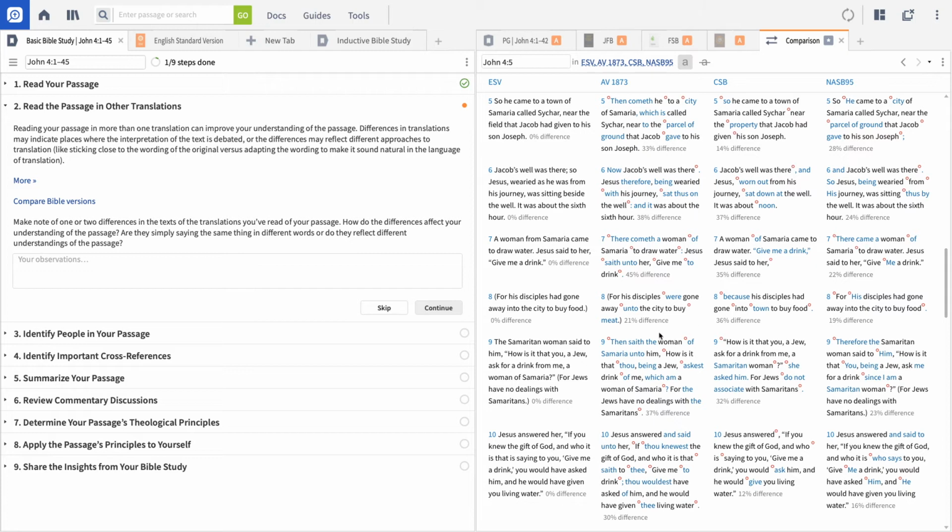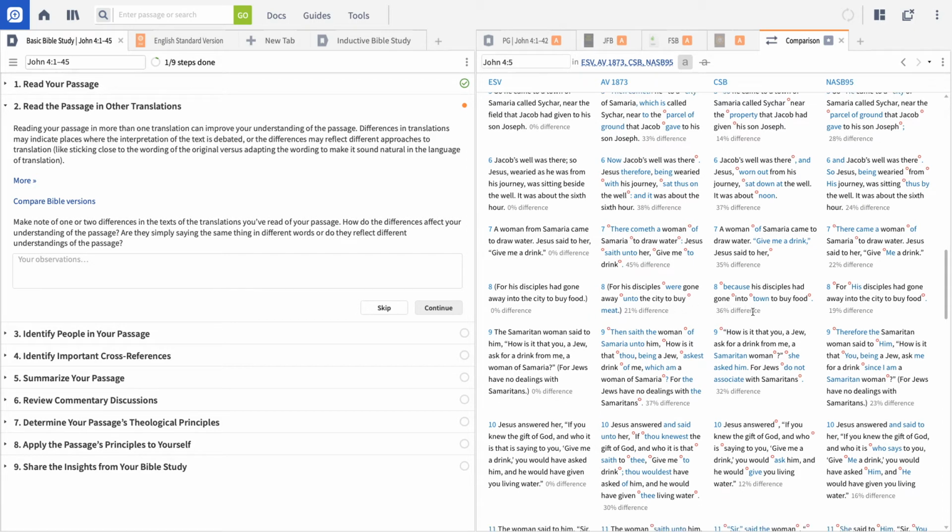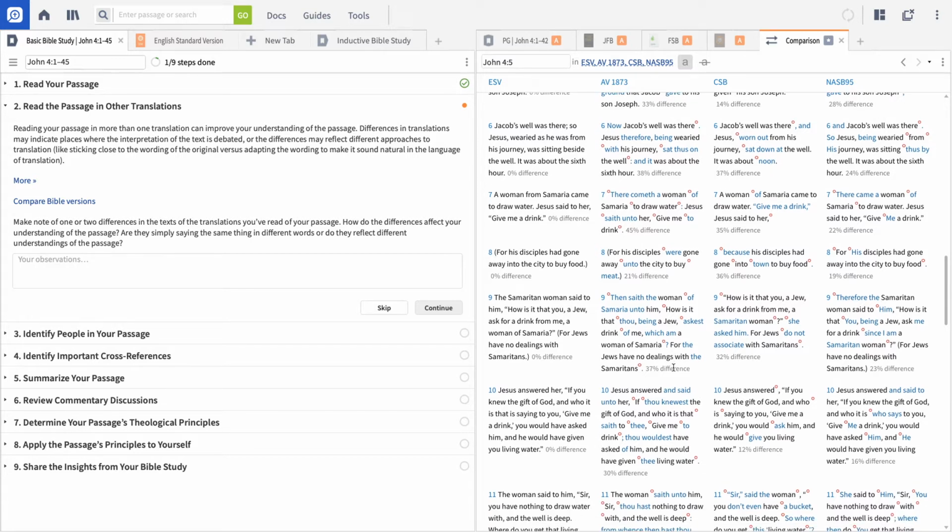His disciples were gone away because his disciples had gone to town to buy food. Yeah, it's definitely... I'm pretty sure. Oh, wait, that's just... NASB does include that. Oh, it does say buy meat. Okay, I missed that. That's on me. So all of them do say that. 21% difference.